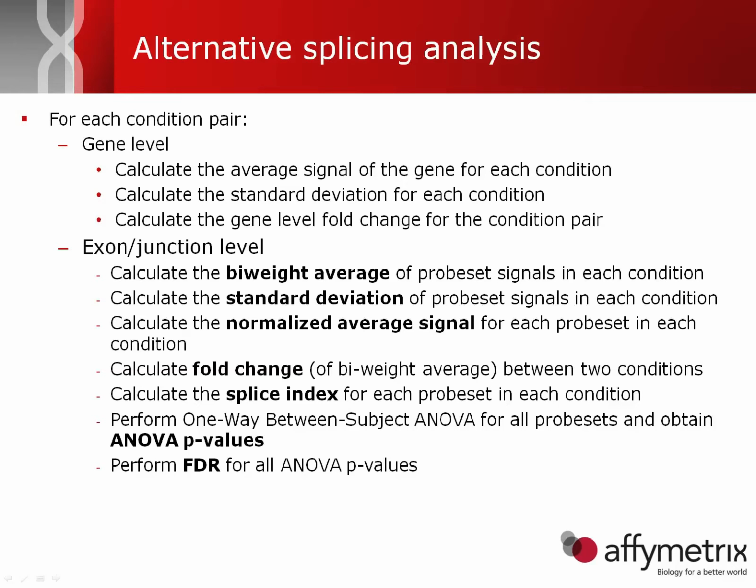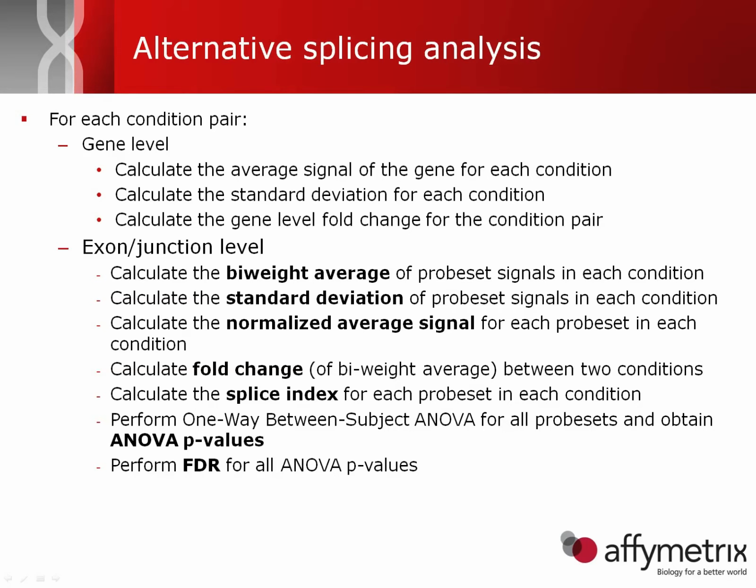The alternative splicing analysis is done for each condition pair. So within the Transcriptome Analysis Console, you can set up conditions that you want to analyze. And this is described in another webinar, which is available on Affymetrix.com. Once those are established, the gene level analysis proceeds, and there'll be some metrics that are calculated at the gene level. This includes the average signal and standard deviation across the gene for each condition pair. And then for the pair, there will also be a gene level fold change calculated.